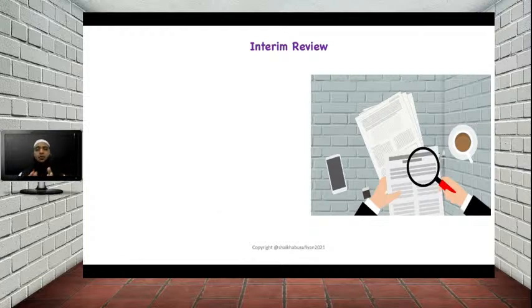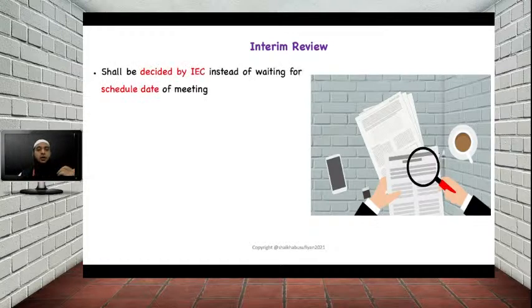Let's quickly see about the interim review. Now what is interim review? The interim review is a meeting generally scheduled twice a year, meaning every 6 months you schedule the meeting of the ethical committee. But it is possible that you schedule an ethical committee meeting on some other day which was not decided earlier. So that is called the interim review. Now let's see in which cases an interim review is needed. It shall be decided by the ISC, instead of waiting for the scheduled date of meeting, to conduct an interim review if necessary. So the interim review can be done for the following reasons.